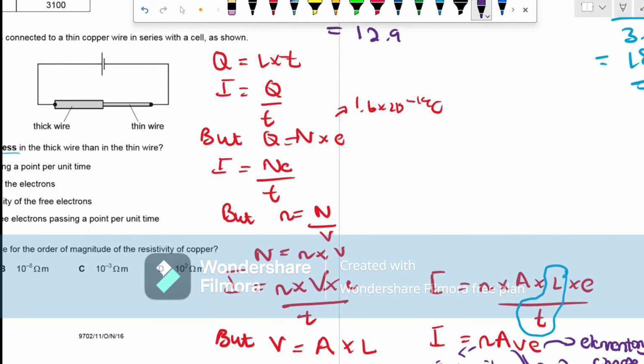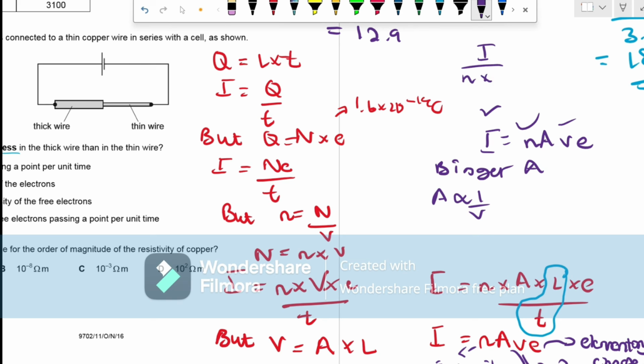But how do I make a relationship? The thick wire, okay, I know that I is going to be equal to nAve. The thick wire is going to have a bigger A. But if I is constant, since they're in series, and if n is constant, same number of particles, it means that v has to be smaller, because A will be inversely proportional to v. Why? Because I divided by n times e is going to be equal to A times v. All of these things are constants. So A will just be related to v, right?